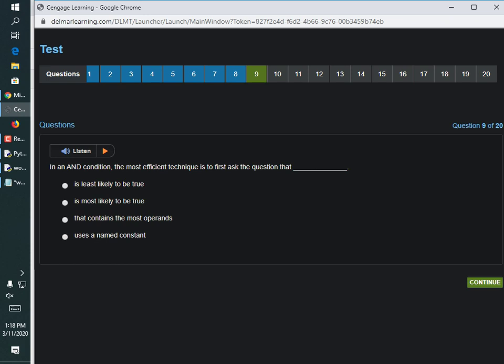So in an AND condition, the most efficient way to do it, the first one should be the least likely to be true. OR is the opposite, right? Because what if 90% of the people have red hair and only 10% of the people are greater than 18, but I don't care as long as either one is true. If hair is equal to red or age greater than 18, I want to rule them out as fast as possible. I would put the one that's most true first in an OR, and in an AND put the one that is least often true.